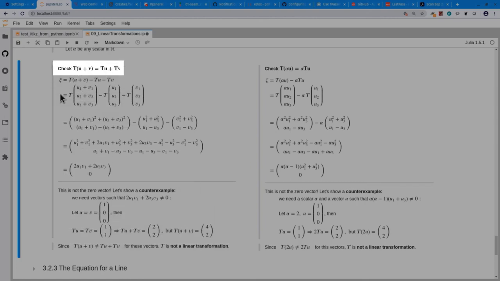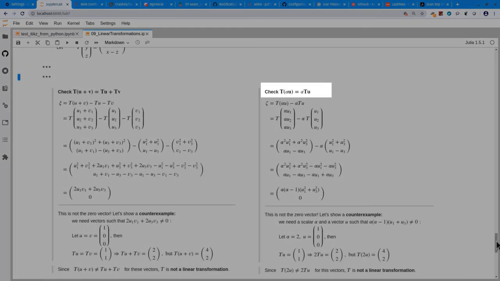Okay, so this property here has failed. If I'd started with the other property, I have to check that T of alpha u is equal to alpha Tu. If I try that one, I see that whatever the output vector is, let's call it zeta, is equal to T applied to alpha u minus alpha Tu, and we proceed as before. We plug in our prepared vectors, we apply T to them, and we get this expression over here. We simplify, and we end up with alpha times (alpha minus 1) times (u1 squared plus u3 squared) as the first entry of the vector, not 0, 0.